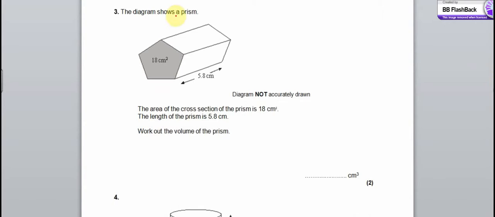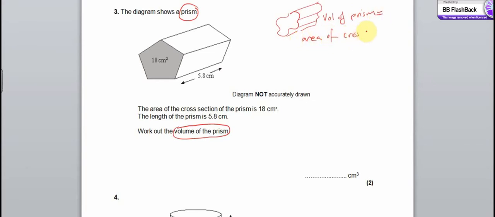Question 3. The diagram shows a prism. Now, prism, and especially where it says down here, the volume of the prism, should make you think of the front of the exam book where there's a little picture that's got a sort of squiggly shape like that, and it says the volume of prism equals the area of the cross section times the length. And it says that right at the front of your exam book.